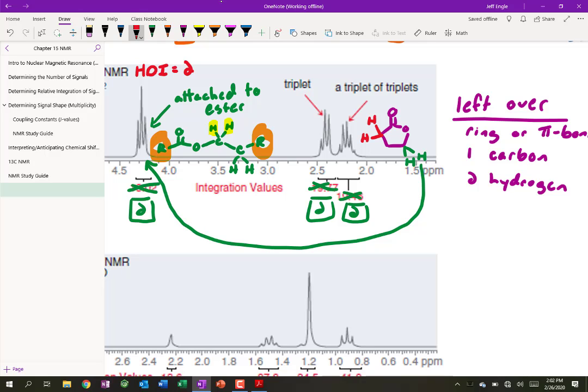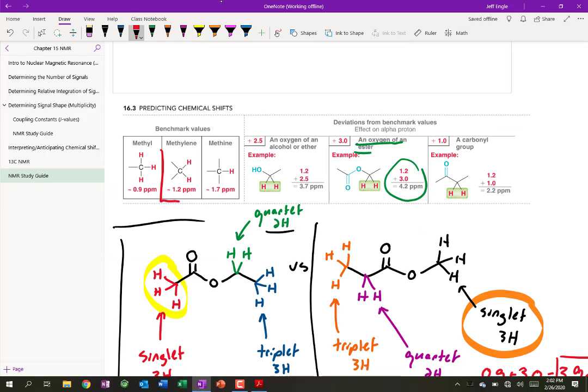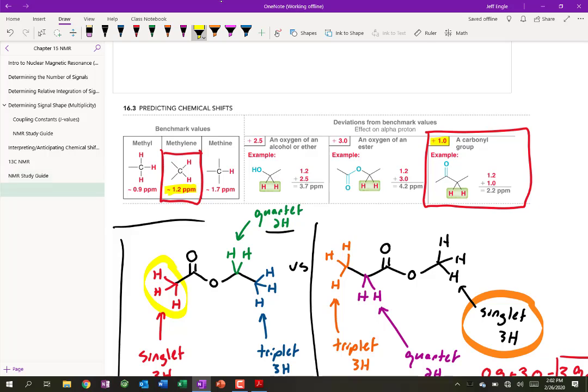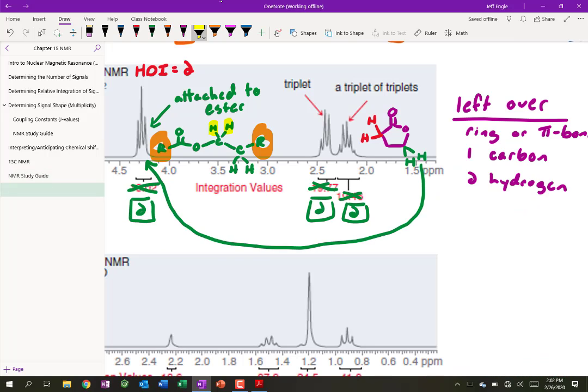And if we go to the sheet, let's go to our study guide. We've got a CH2, and in this case, it's attached directly to a carbonyl group. So we want to take this 1.2 benchmark value and add 1. So it should add up to be about 2.2, right? So let's go back and check that triplet. Is that triplet close to 2.2? Yeah, it's pretty close. So I think that makes sense. This red set is going to be right there. That leaves us with 1 more set of protons.